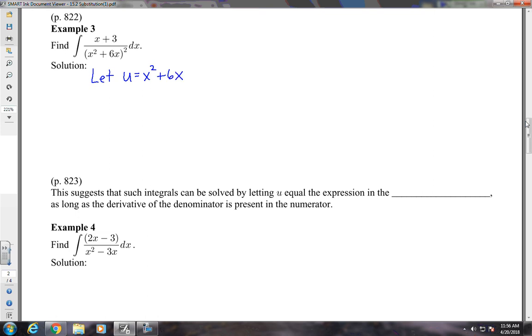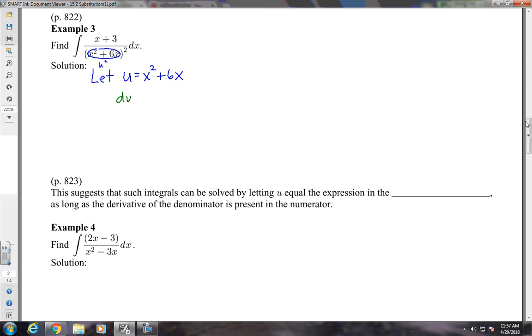Did you choose x squared plus 6x? If you did, you would be correct. Now, not x squared plus 6x squared, I just want the inside function. So this bottom part will be expressed as u squared in the denominator. Now, let's differentiate both sides.